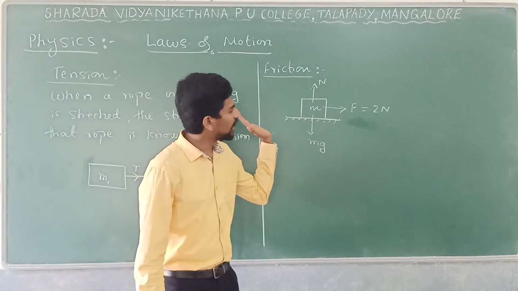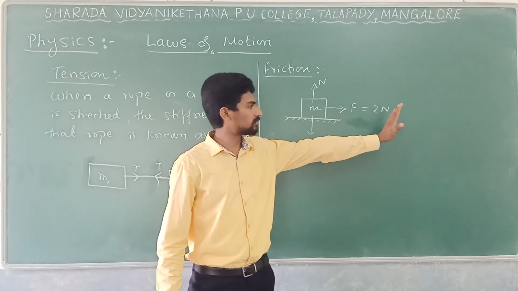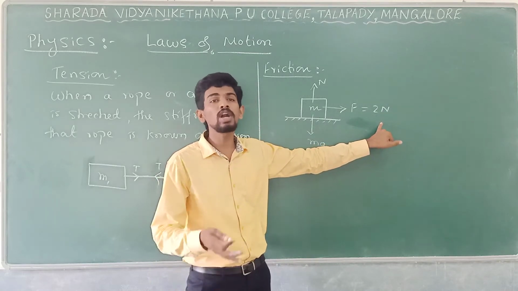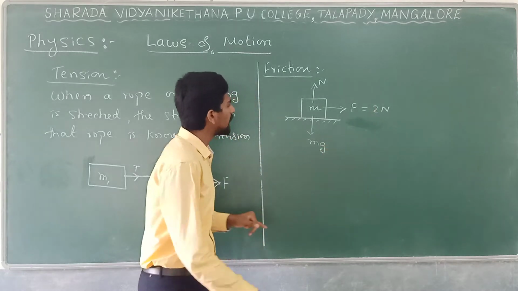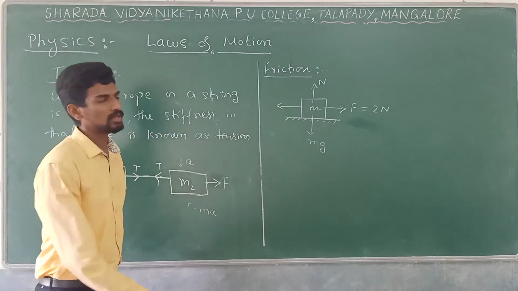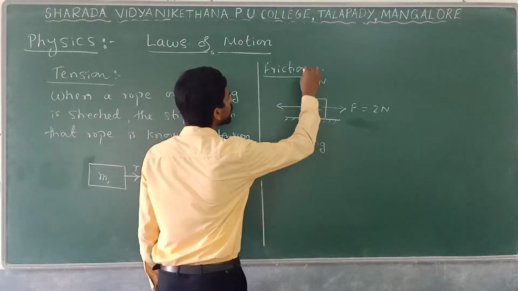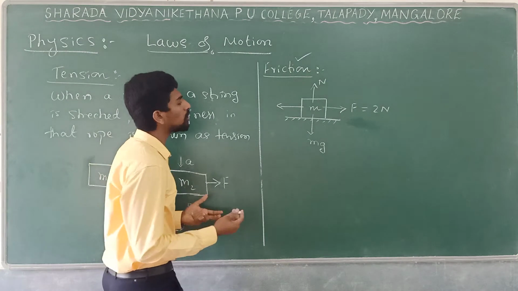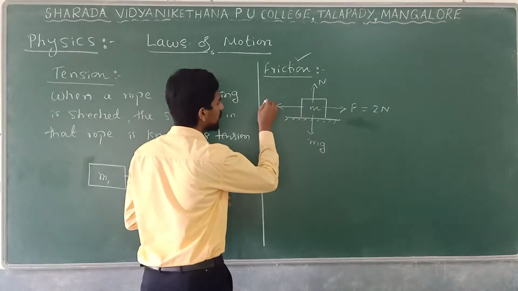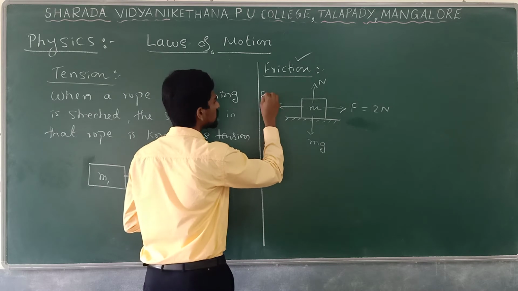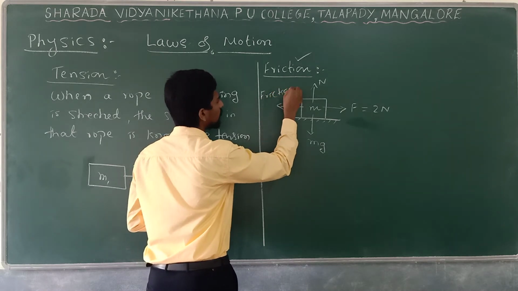But here, if I apply a force in this direction, 2 Newton is applied, then also it is not moving. It is not moving means this 2 Newton is cancelled by some opposite force. So which is that force? That force is called frictional force. So frictional force means it is opposition to the motion. So here some frictional force, in the opposite direction, friction is there.